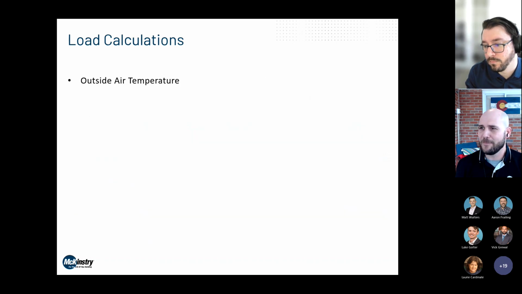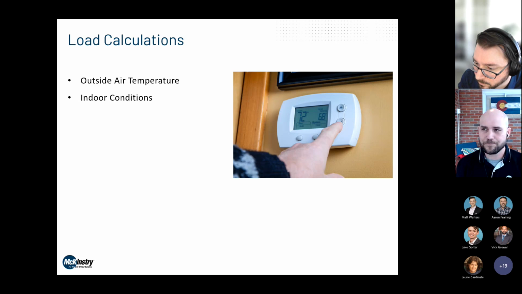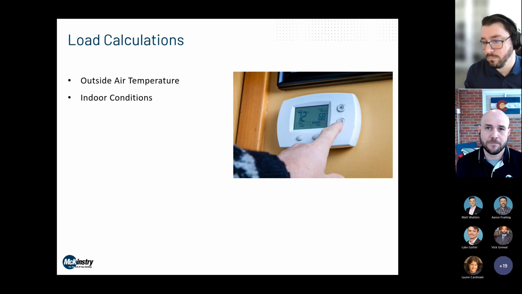Other consideration, the other half of that delta T equation, is the indoor condition. If you're designing a space to be heated to 68, well, if the occupants like it heated to 74, on those very cold days, you're going to have a problem.